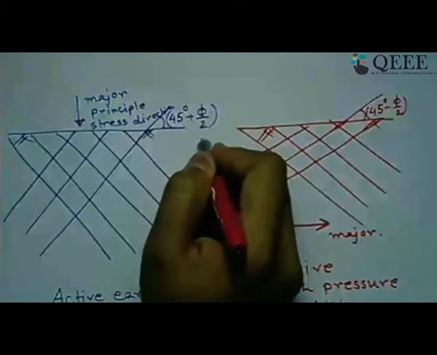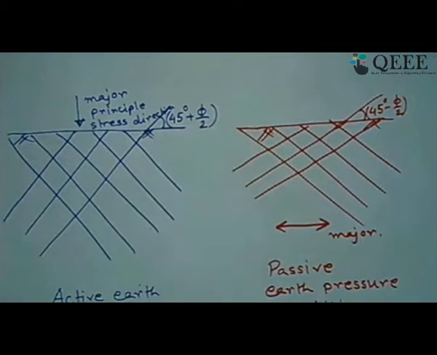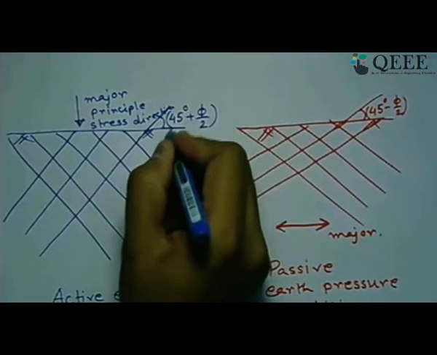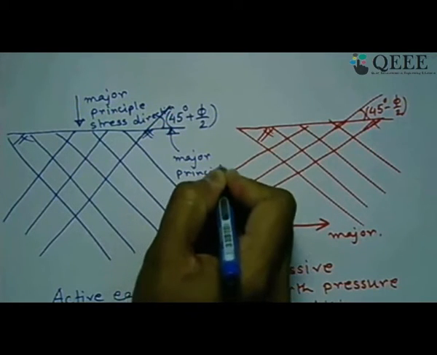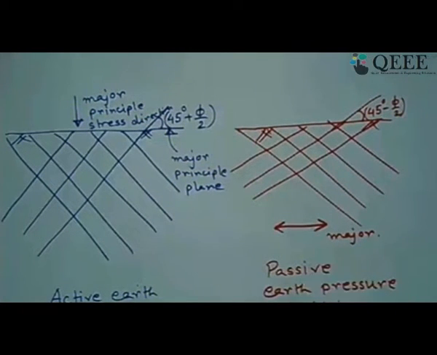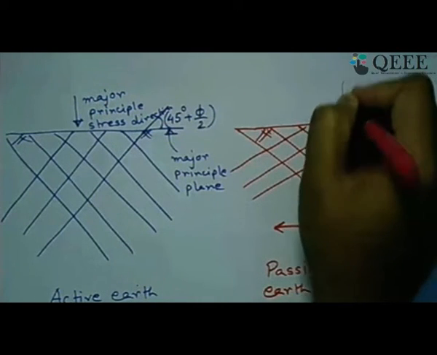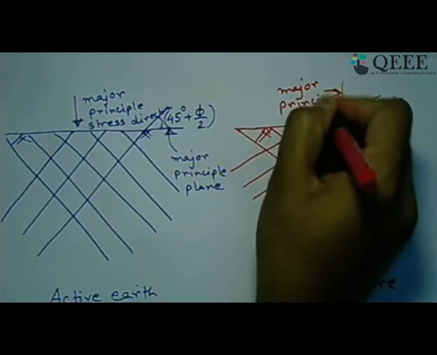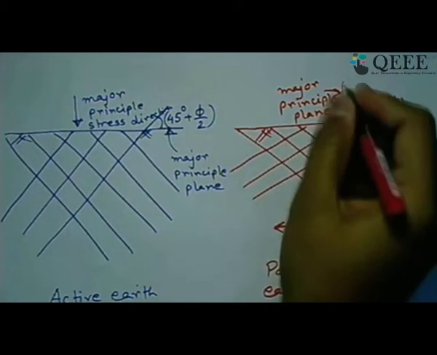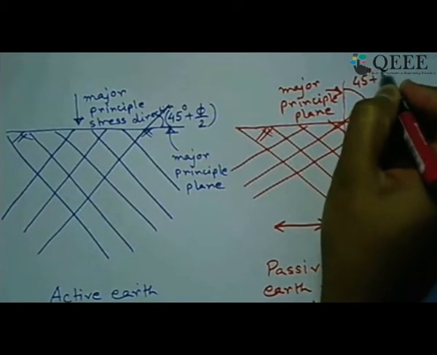So 45 plus phi by 2 is always the angle of failure plane with respect to the major principal plane, because in this case we can see this is our major principal plane, and it is nothing but the vertical, because this lateral pressure acts on the vertical axis. So the vertical plane is nothing but our major principal plane. So with respect to the major principal plane, what is the angle? This one, this is the same as 45 plus phi by 2.